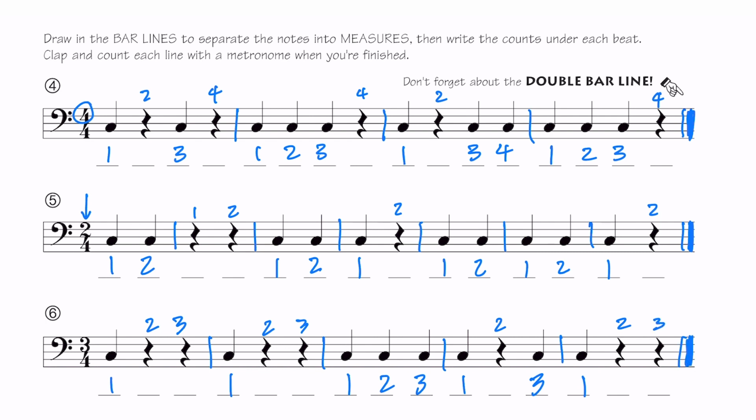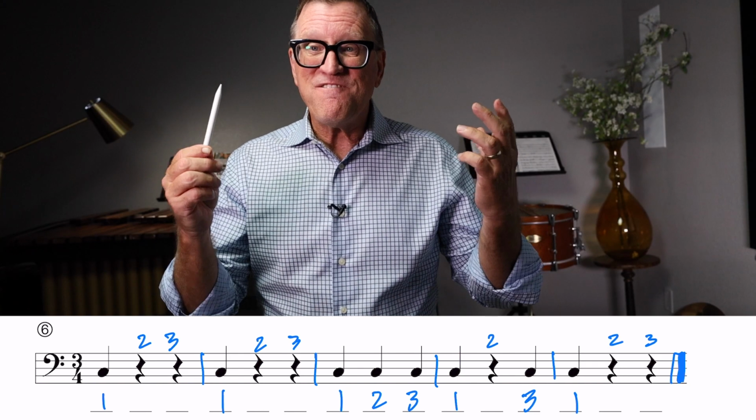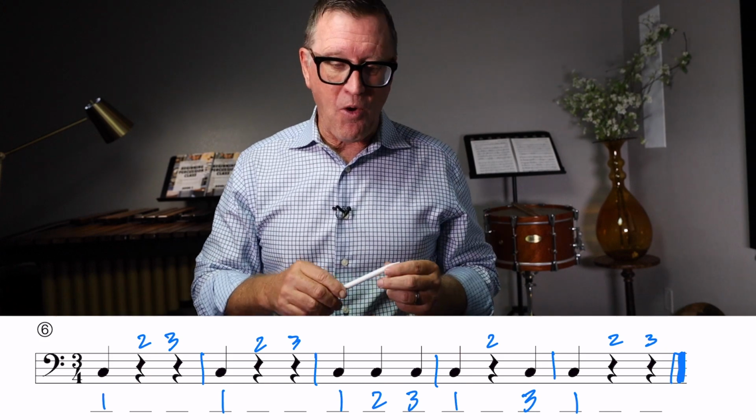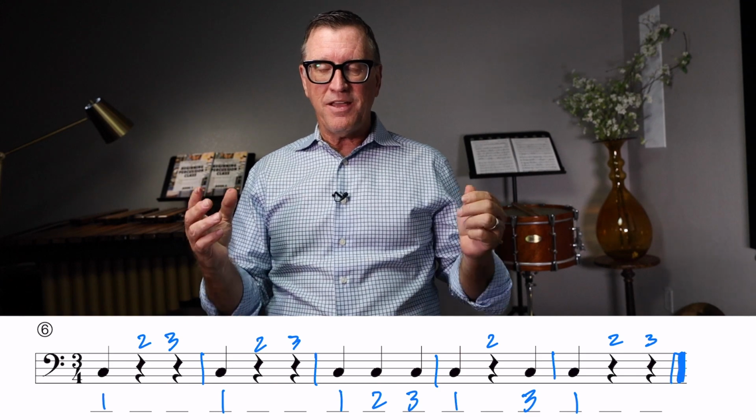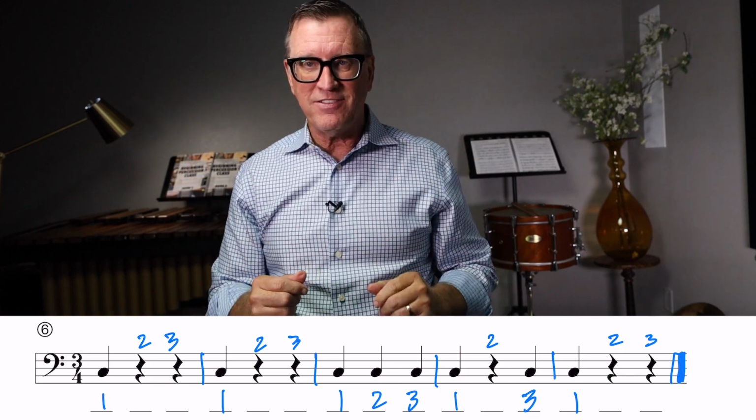I bet I lost half of you. If you're in a classroom watching me, I bet I lost half of you on that one. Do it fast. Don't be slow. Don't be lazy. All right, number 6. Let's count and clap that line together.